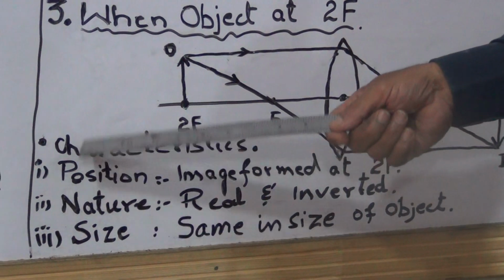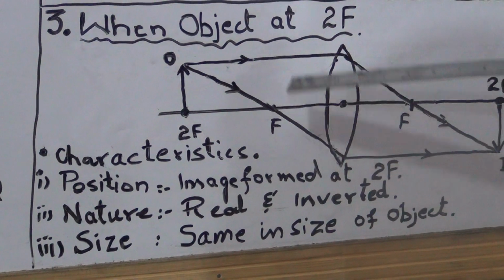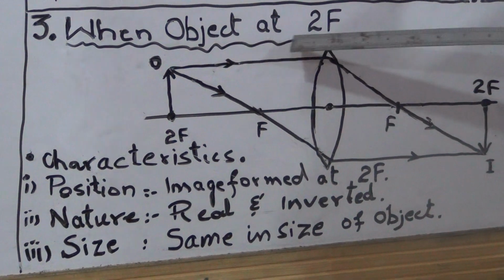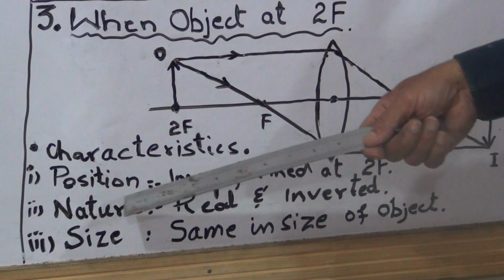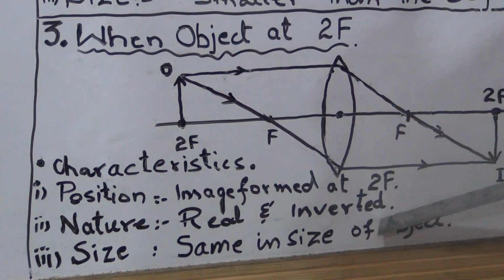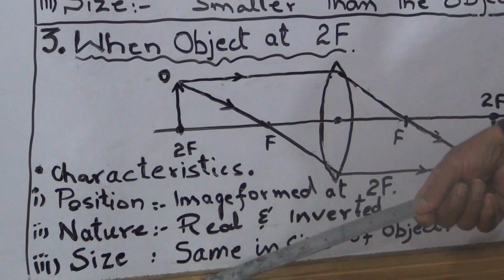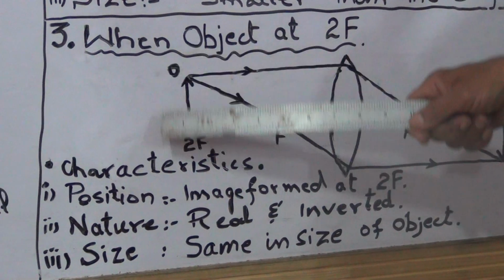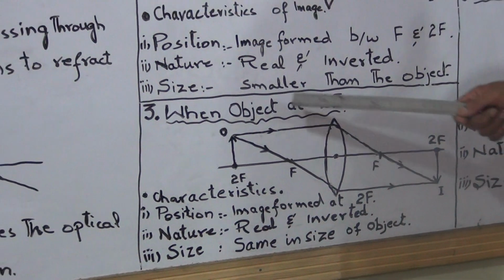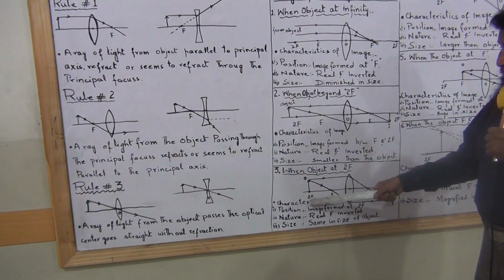So, characteristics of the image. Question arises: write down the characteristics of the image formed by the convex lens when the object is at 2f. Position: image formed at 2f. Nature: real and inverted. Size: same as the size of the object. If you want the same size of image as the object, you can place the object at 2f.